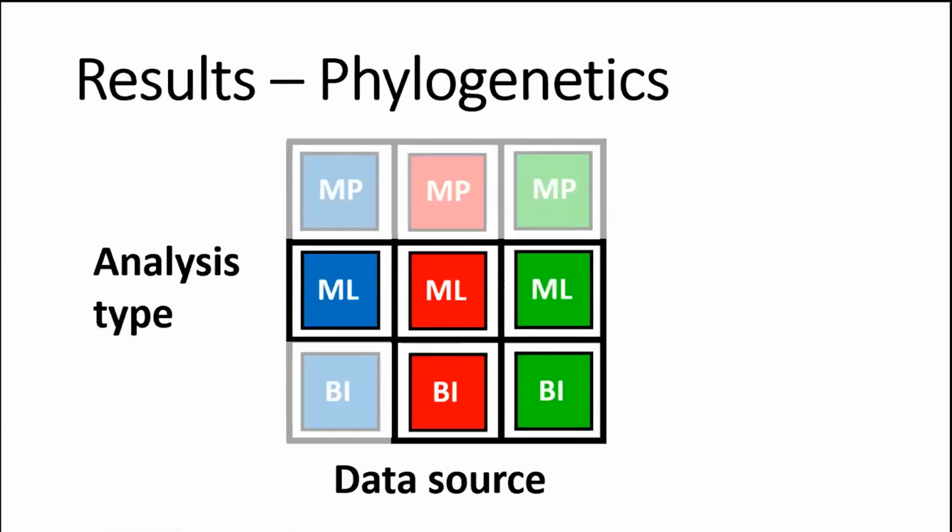So for phylogenetics, so everything except the time calibrations, we will be looking at maximum likelihood analyses and Bayesian inference for essentially everything, but the Bayesian inference and maximum likelihood for the ITS-ETS data are so similar that it would be redundant to show them both.